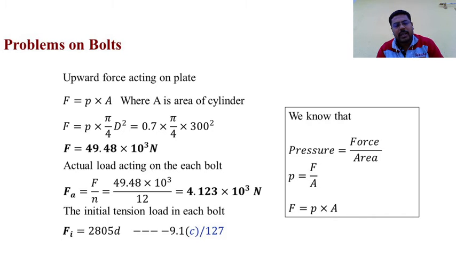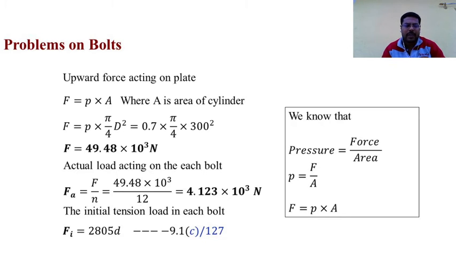This is the overall load acting on the covering plate. The number of bolts used is 12, so we find the load acting on each bolt. F per bolt is equal to F divided by N, which is 49.48 into 10 raised to power 3 divided by 12. Therefore each bolt's load carrying capacity is equal to 4.123 into 10 raised to power 3 Newton.